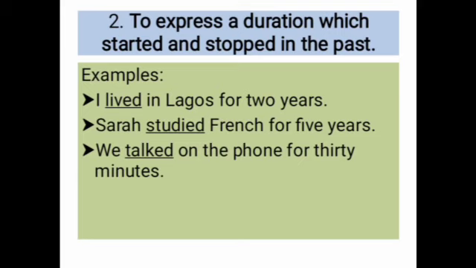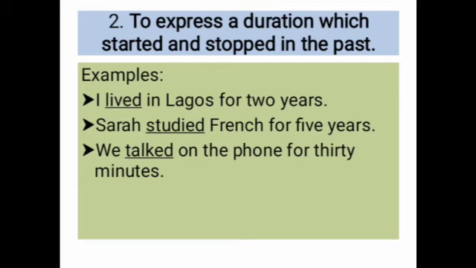Okay, what action happened? Lived. Lived is the verb that is in the simple what? Past tense. Thank you. Number 2, Sarah studied French for 5 years. What's the verb? Studied, and it's in the simple past tense, expressing the fact that Sarah studied French for a particular period of time, which is what? 5 years. Okay, all right.